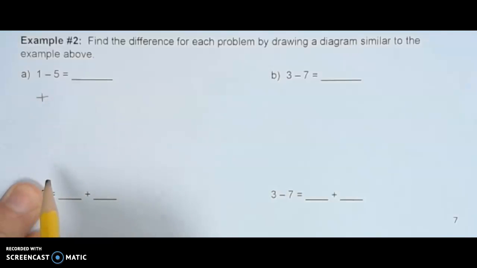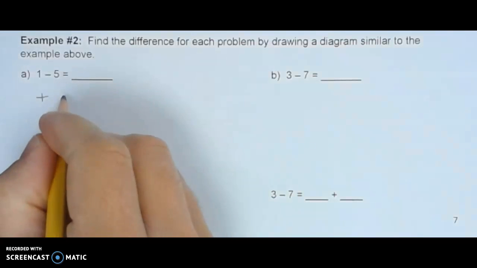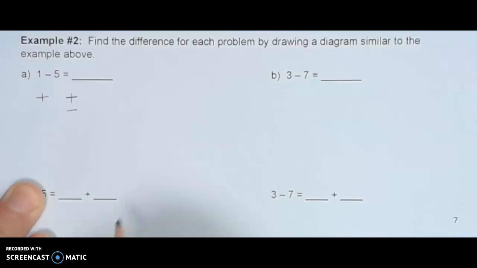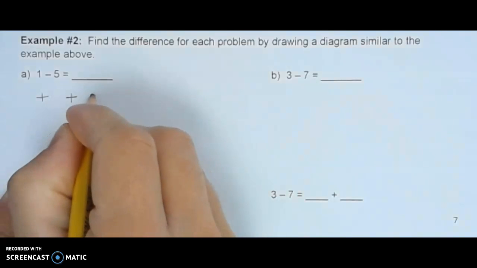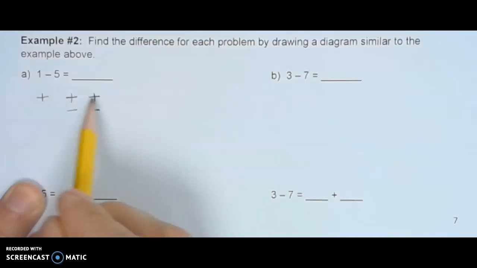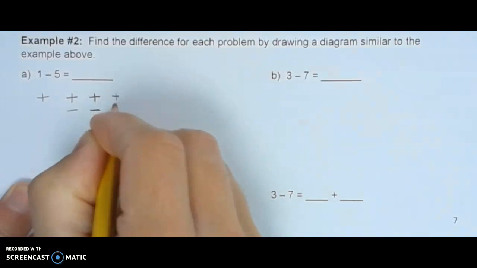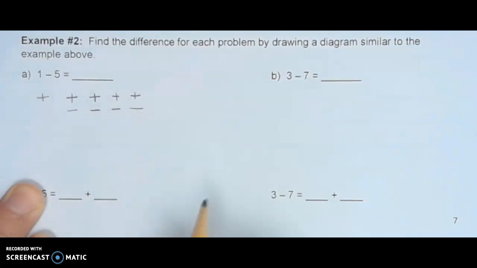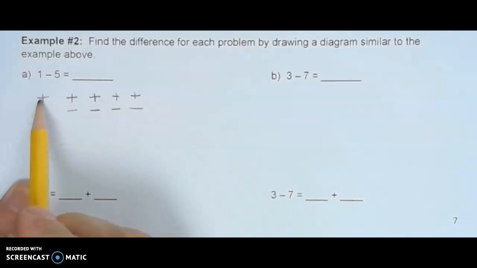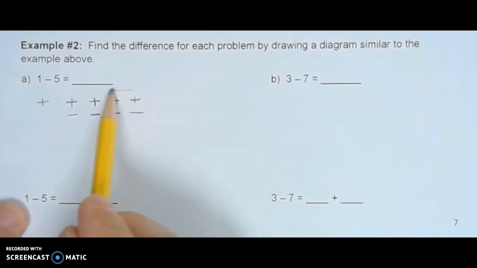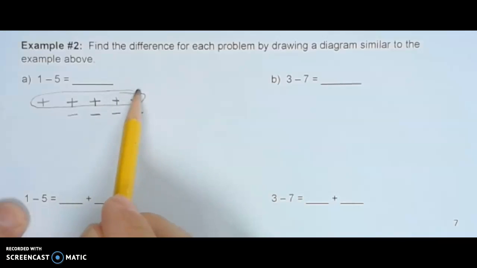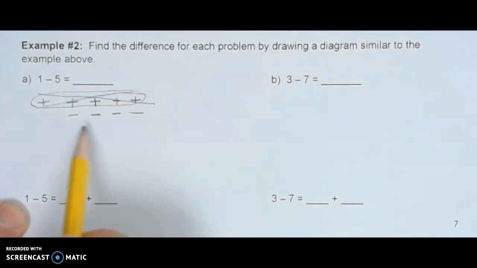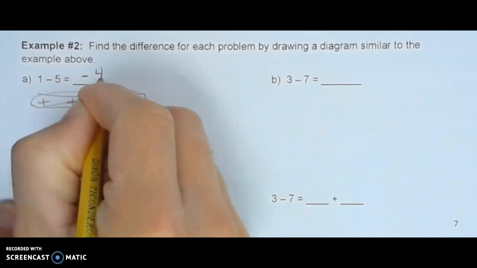Well, I only have 1 positive, so I'm going to have to add zero-sum pairs until I can take away 5 positives. So there's my first zero-sum pair, but I only have 2 positives, so I'm going to add another zero-sum pair. Now I have 3 positives, so I'm going to add another zero-sum pair. I'm up to 4 positives. Let's add another zero-sum pair. And there are the 5 positives that I can take away. So if I go ahead and do that, I'm going to subtract those 5 positives, and my answer is 1, 2, 3, 4 negatives, or negative 4.